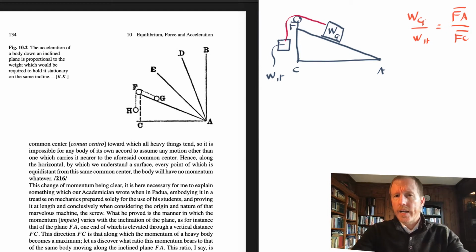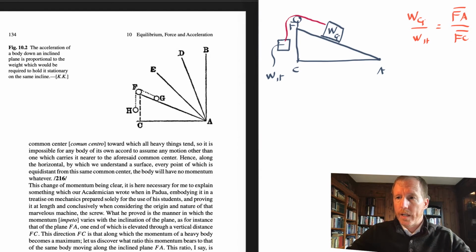What we're really saying here is that it depends on the slope of the ramp. So you might imagine as FC gets smaller and smaller, if FA remains the same, then that ramp would be shallower and shallower. And so the weight it would take to balance weight G would be less and less. This is the formula that Galileo presented us with and we talked about in the last section. So let's do a couple of example problems to make sure we understand how to apply this.